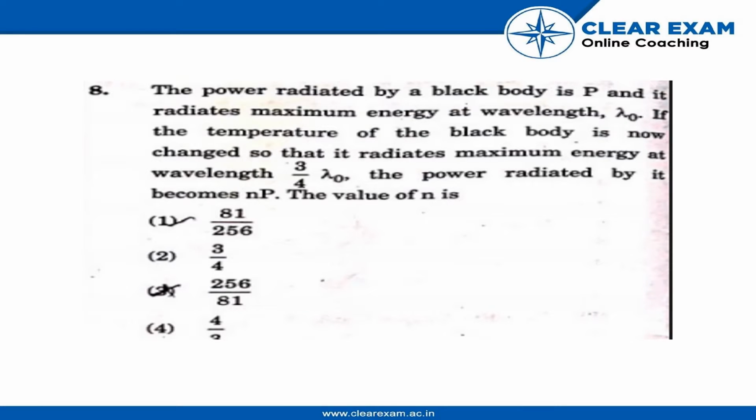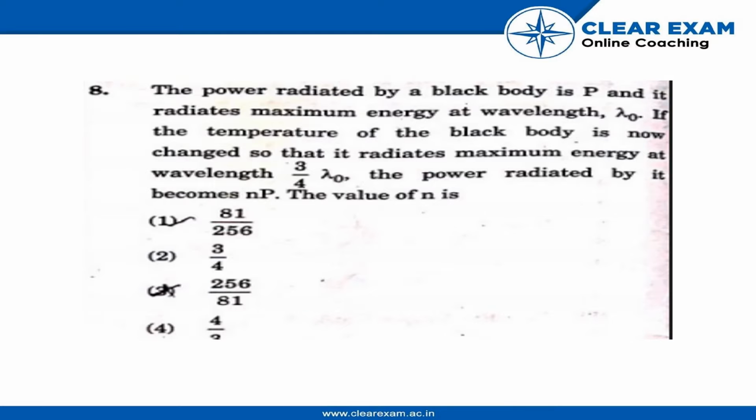Question number 8. The power radiated by a black body is P and it radiates maximum energy at wavelength lambda naught. If the temperature of the black body is now changed so that it radiates maximum energy at wavelength 3 by 4 lambda naught, the power radiated by it becomes NP.